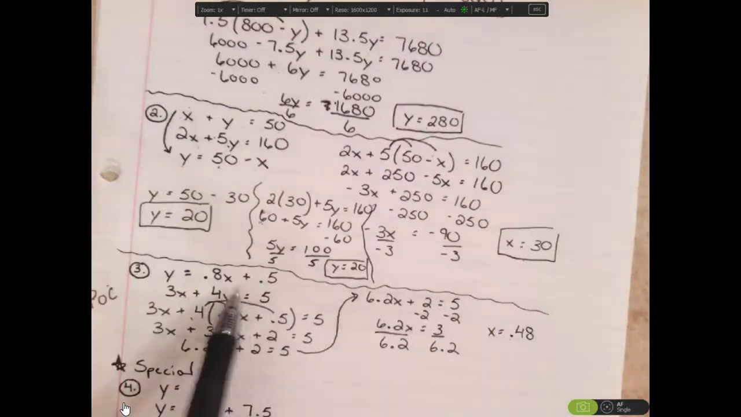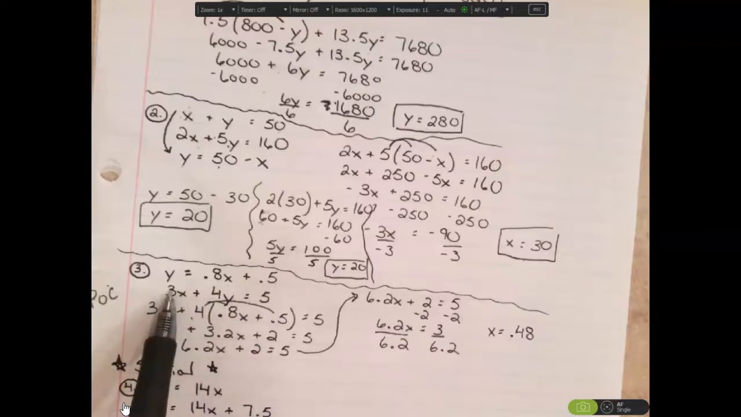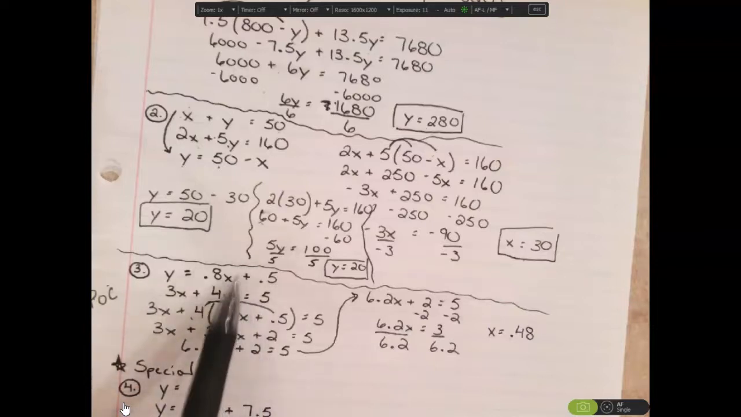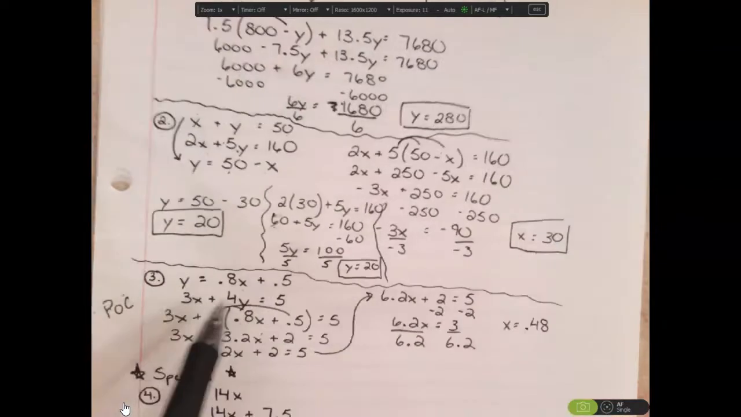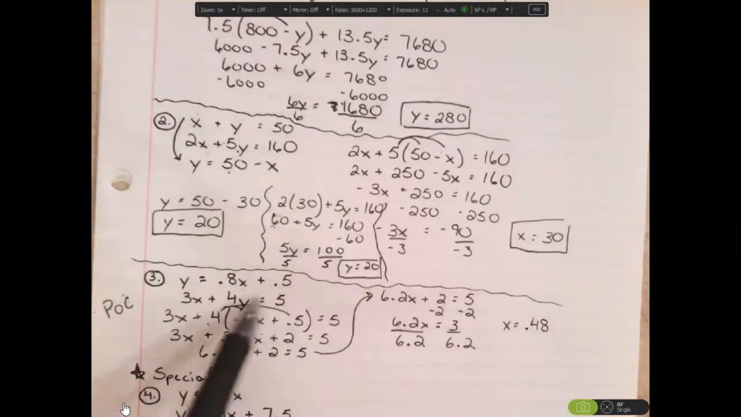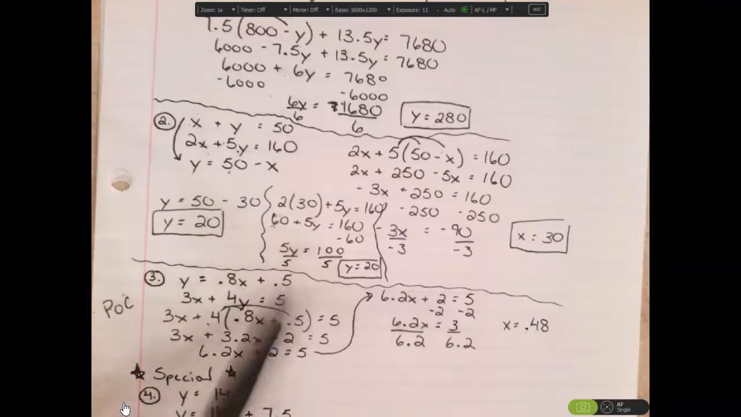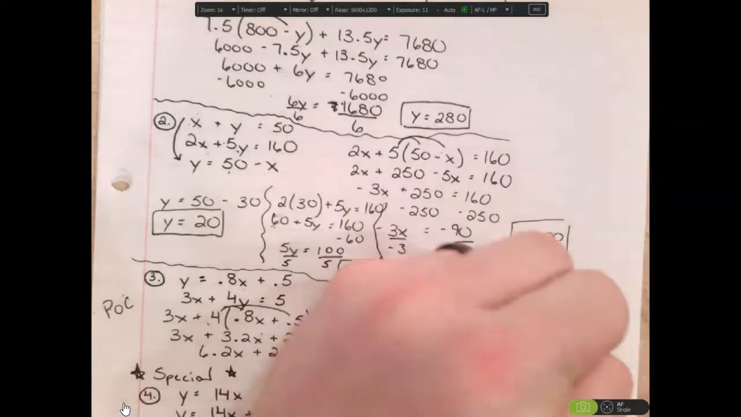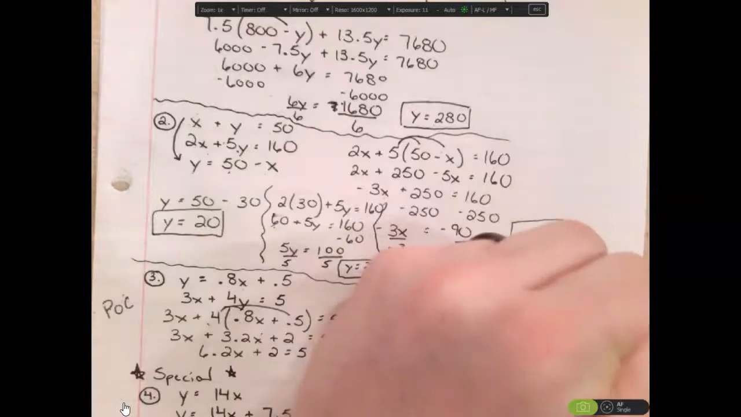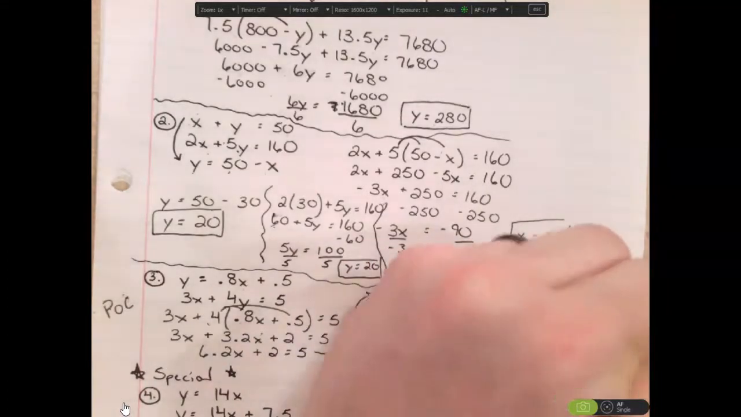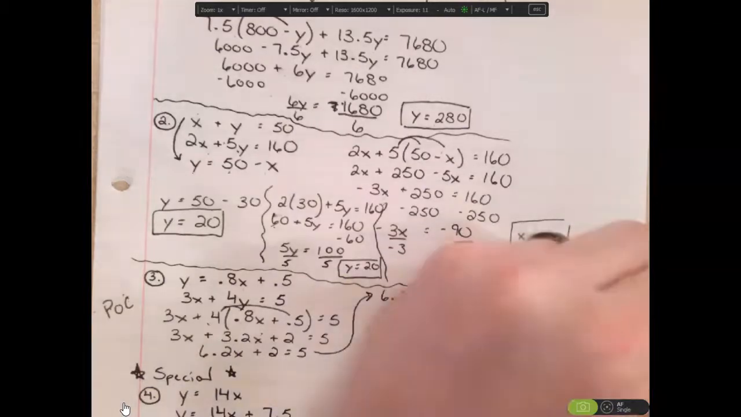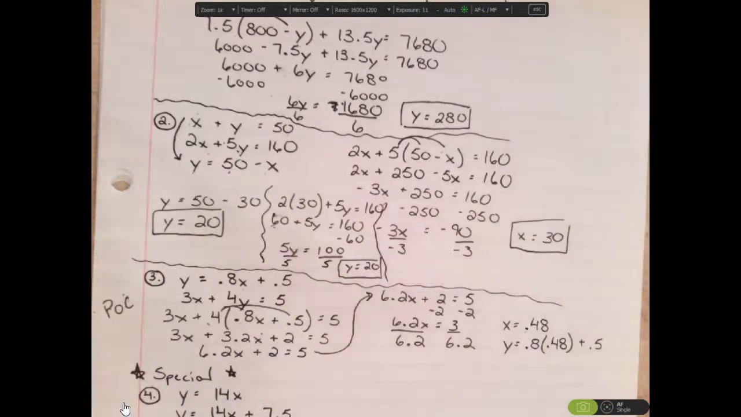Take my x, plug it back in, and let's find what y is. Now in this problem, both of our equations have some meat to them. The first equation has a lot less to kind of work with. Because I plugged this 0.48 into x, I solved the right side and it's already equal to y. So I can plug that in. Y is equal to 0.8 times 0.48 plus 0.5.